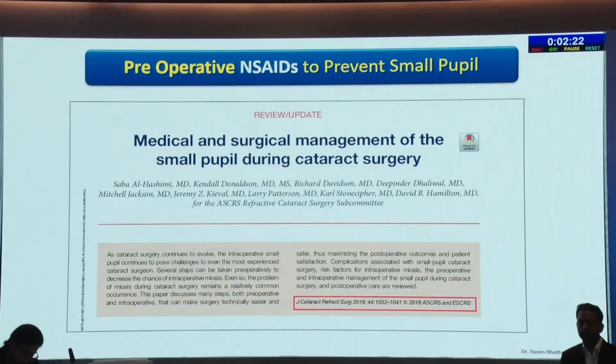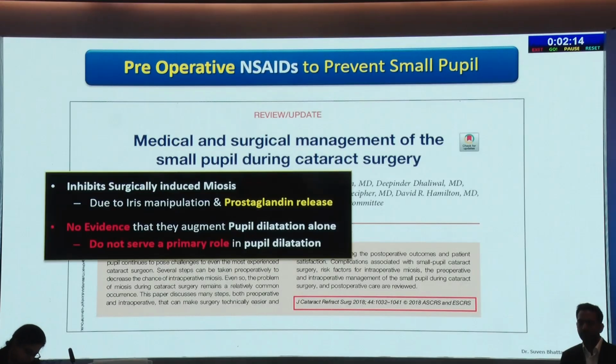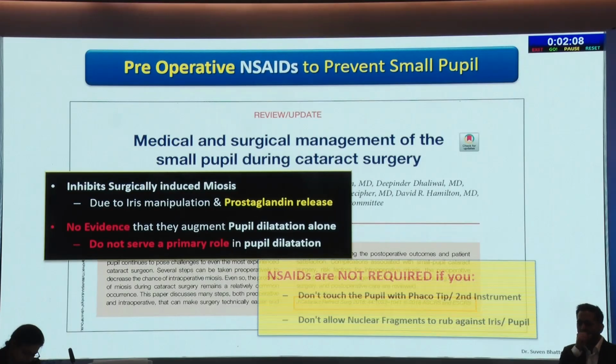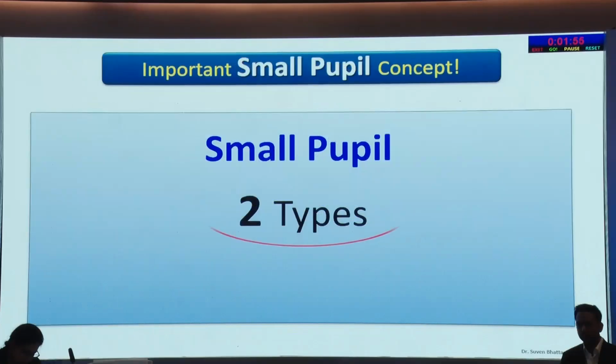NSAIDs. Do not be under the misconception that they augment dilatation. No. They just prevent intraoperative miosis caused by prostaglandin release by manipulations, touch of the iris or nuclear fragments. So it doesn't augment. If you really are going to have a clean surgery, you don't need an NSAID, but in patients where you have likelihood of intraoperative miosis like a diabetic, it is better to start an NSAID pre-op for various reasons; it helps you, even for the CME.